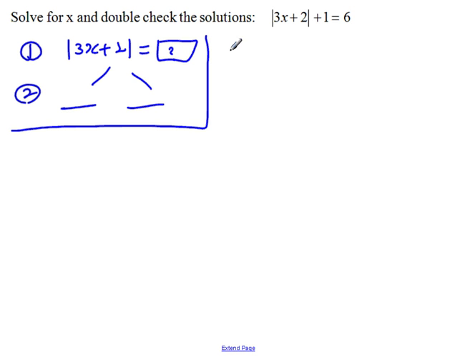So the first step, to isolate the absolute value, we have to remove this term out of the left side. So we subtract 1 from both sides. So we get the absolute value of 3x plus 2, and this 1 and this negative 1 are cancelled out. And on the right, we get 6 minus 1, which is 5. So we isolated the absolute value.